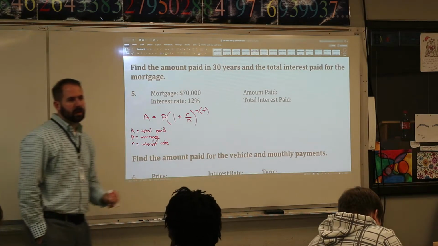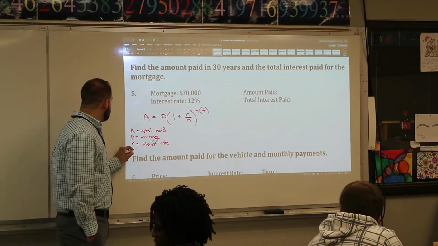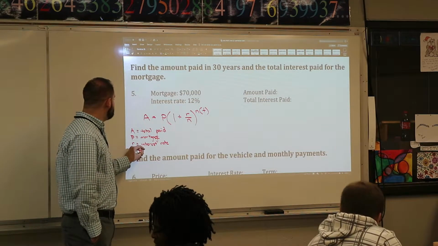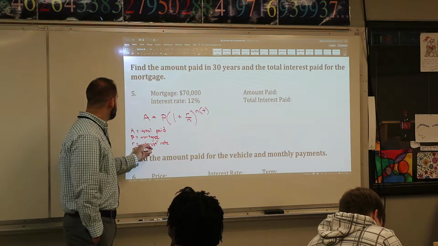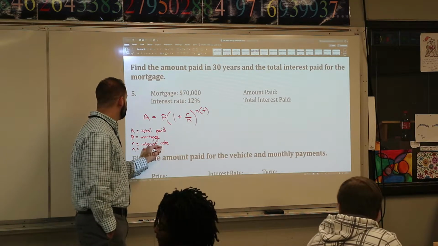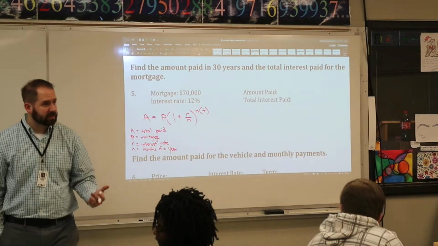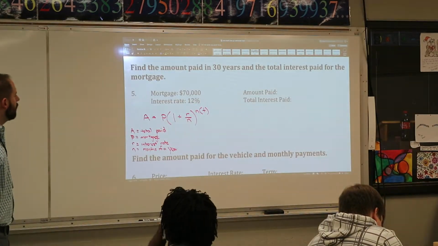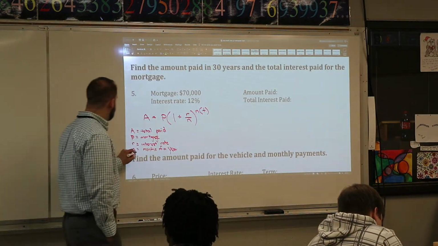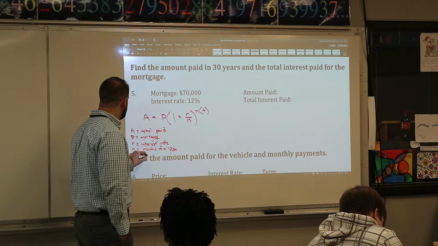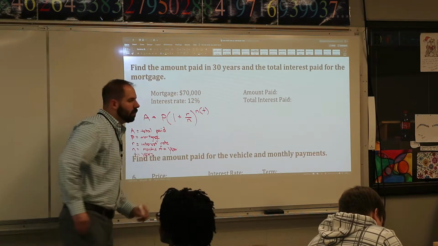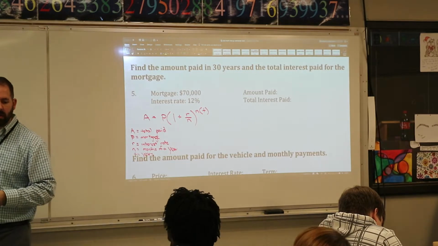Interest rate. N is the number of months in a year. Well, that's always the default number for us. It's always 12 for us, because we have 12 months. And then the T is time, and T has to be in years. Does everyone understand that? T has to be in years.